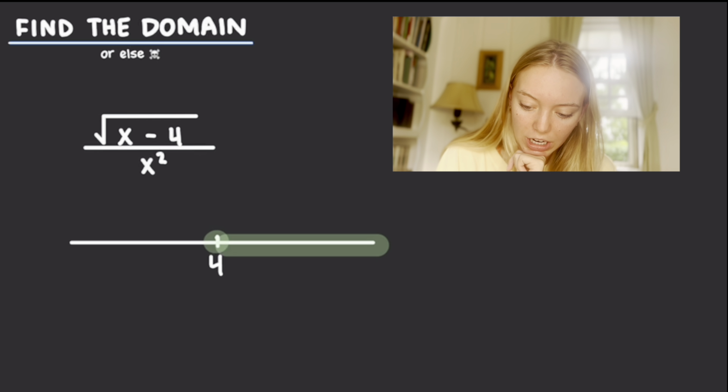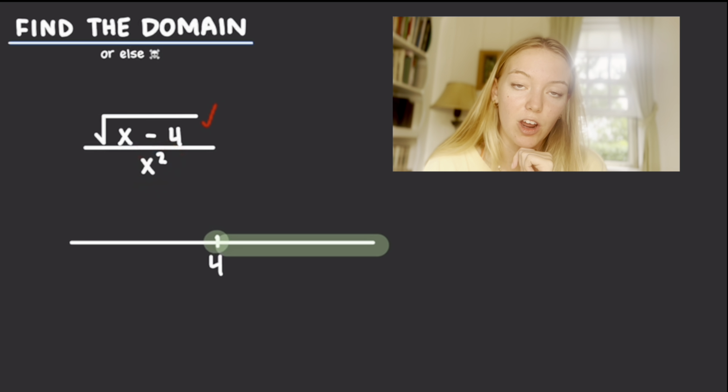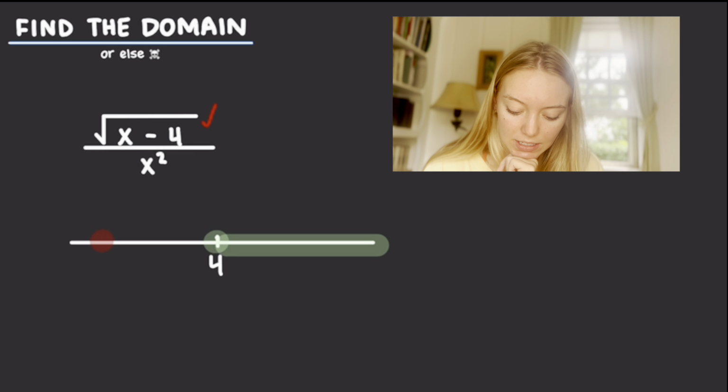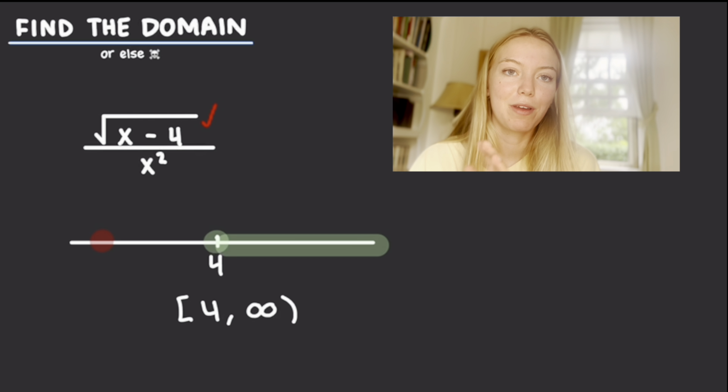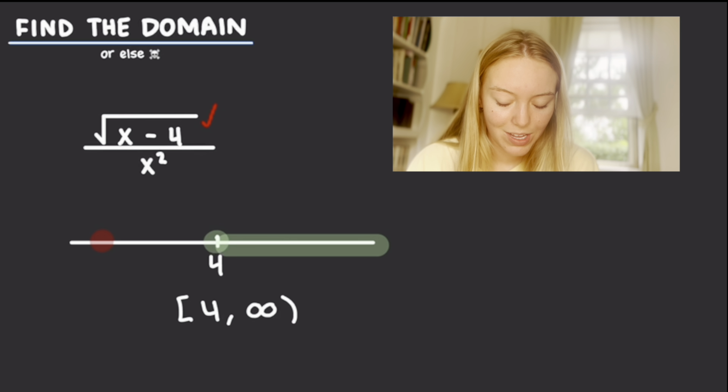So we just checked the numerator, good. Now we have to check the denominator. This denominator cannot be 0, so we're going to have a problem at 0. So we have to find 0 on our number line right here. We don't even really need to worry about it in the domain because it couldn't have been 0 anyway from up here in the numerator. So the domain for this answer is going to be 4, including 4, to infinity.